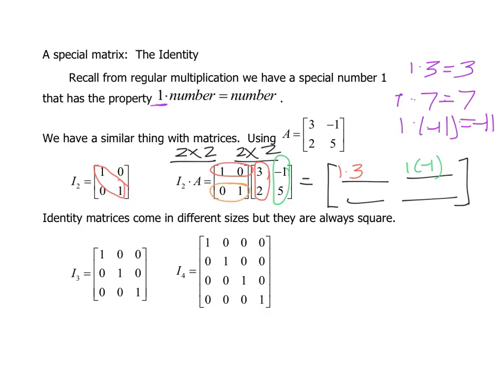Multiplying the second row times that first column, I'm going to have 0 times 3 plus 1 times 2, which is 2. And then the second row times the second column is going to give me 0 times negative 1 plus 1 times 5, or 5. So we end up with the same exact matrix that we started out with. So we can do this for matrices of lots of different sizes. These identity matrices are always square, and they have the same sort of pattern. They're always 1s along the diagonal and 0s everywhere else.